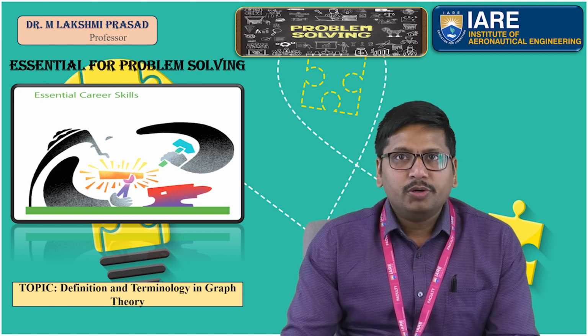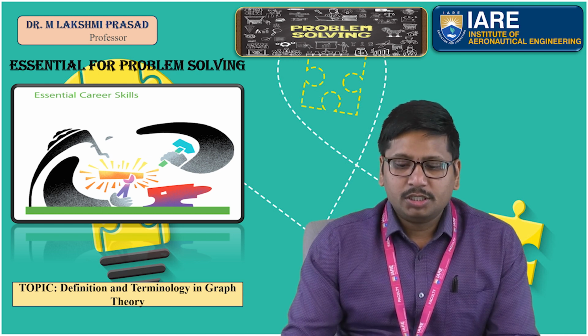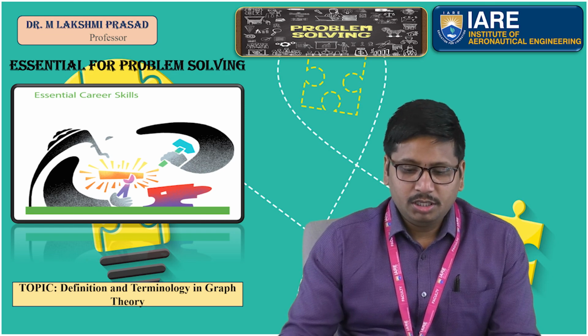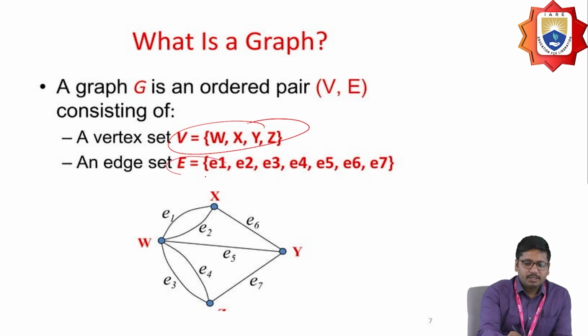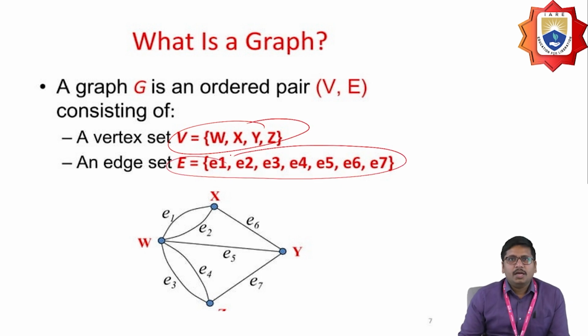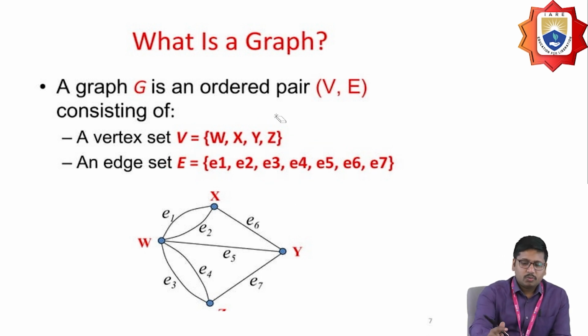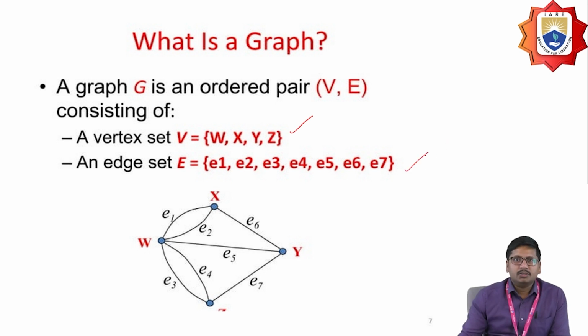In this video, I'm going to discuss the various definitions and terminology in graph theory. So the very first thing is, what is a graph? A graph is nothing but an ordered pair consisting of a set of vertices and a set of edges. These vertices and edges are represented in the form of sets, what we call the vertex set and the edge set.